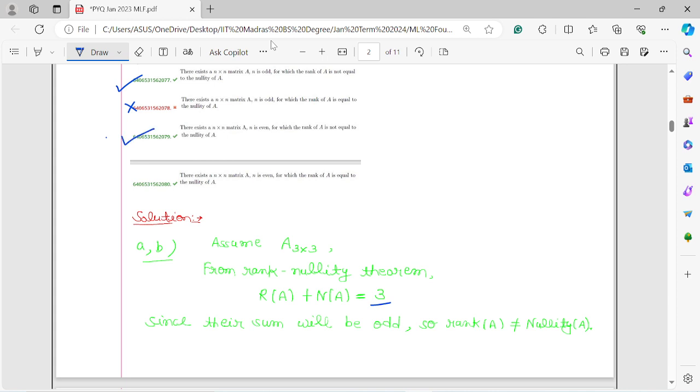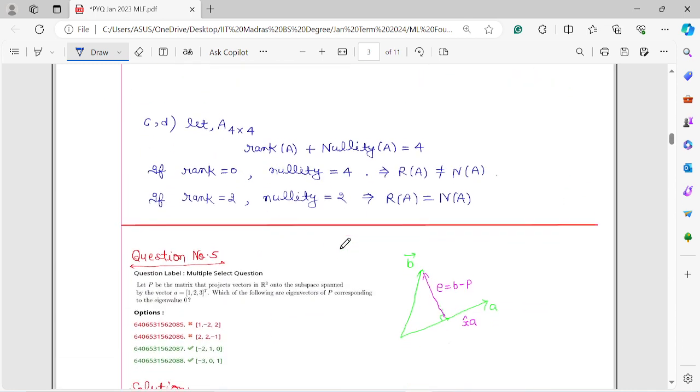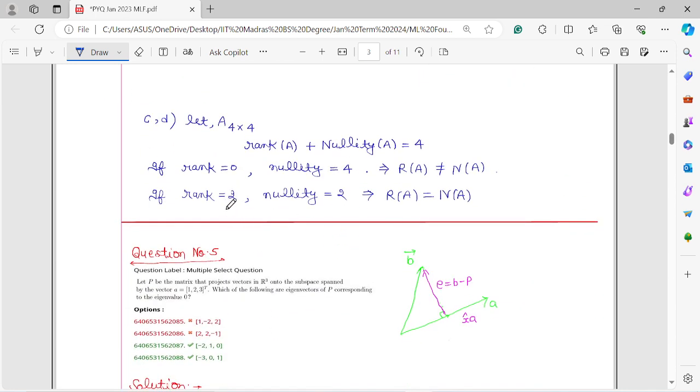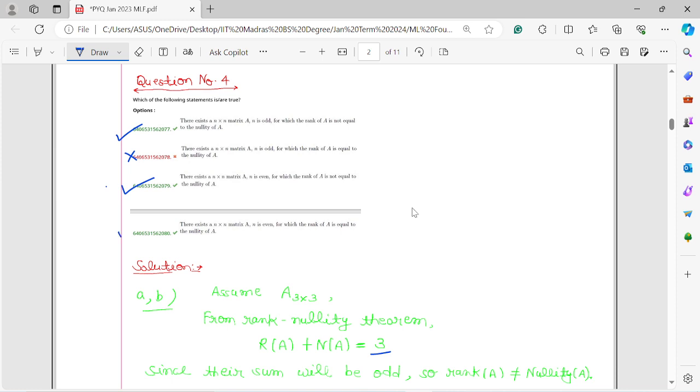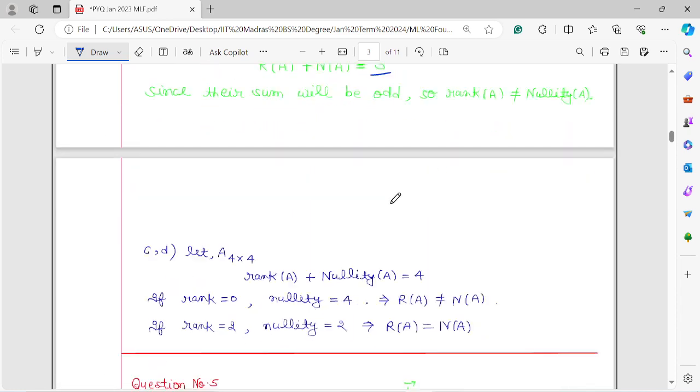And the fourth option says there exists an n cross n matrix, where n is even, for which the rank of A is equal to the nullity of A. So this is also possible. If we take rank equal to 2, then nullity is equal to 2, and this implies the rank of A is equal to the nullity of A. So the fourth option is also possible. Okay. Hope you understand this problem. Let us proceed with the next problem.